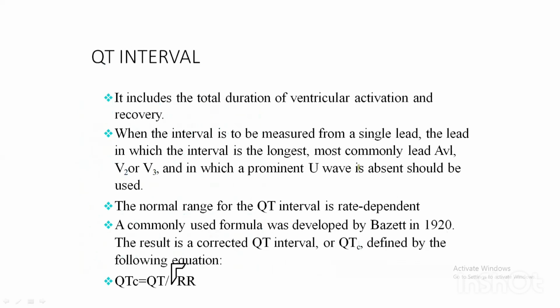When the interval is to be measured from a single lead, the lead in which the interval is the longest, most commonly lead AVL, V1, V2 or V3, and in which a prominent U wave is absent, should be used. The normal range for QT interval is rate dependent. A commonly used formula was developed by Bazett in 1920. The result is a corrected QT interval or QTc, defined in the following equation: QTc is equal to QT divided by the square root of RR. The root sign is depicted wrongly.